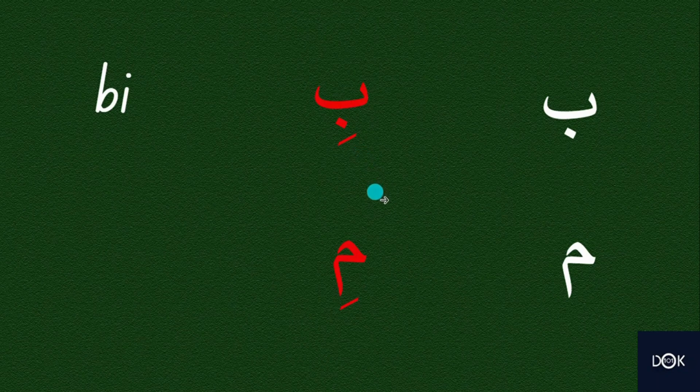So I have 2 letters here. The first one is letter ba, and the second one is letter meme, and we are going to place kasra under both these letters. When we place a kasra under ba, it becomes bi. Notice the placement is under the letter, and our jaw will also go down. The second one is meme with a kasra, and it becomes mi. So the placement is under the letter, and the jaw also goes down. So bi and mi.